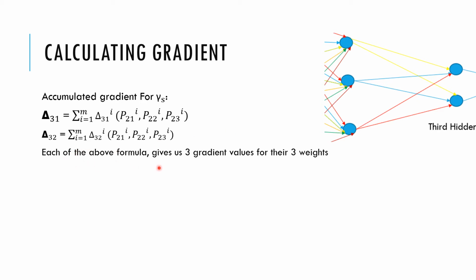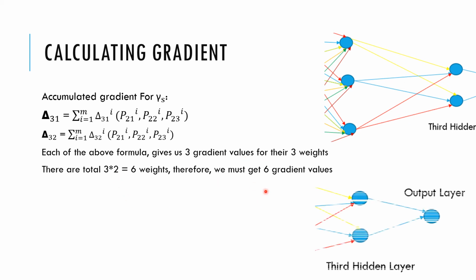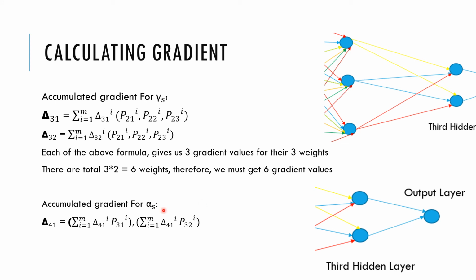So each of the above formulas gives us 3 gradient values for 3 weights. This has 3 weights, this has 3 weights, so 3 into 2, there are 6 weights: 1, 2, 3, 4, 5, 6. So we need 6 gradient values for 6 weights. We do it for the last one also. Here, since there is only one output, we have only 2 weights, so we'll get 2 gradients.